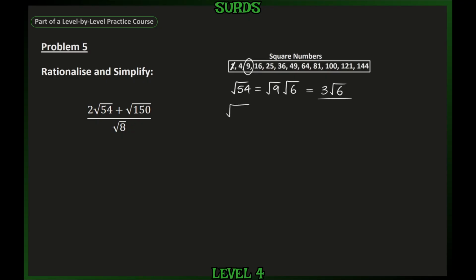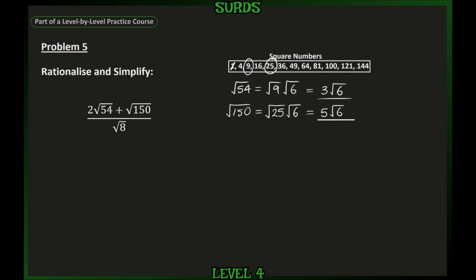Moving on to the square root of 150, again we're looking for two numbers that multiply to make 150 where one is a square number. And 25 is a factor of 150, and it goes into 150 6 times. So the square root of 150 can be rewritten as the square root of 25 times the square root of 6. And the square root of 25 is 5. So this becomes 5 root 6.